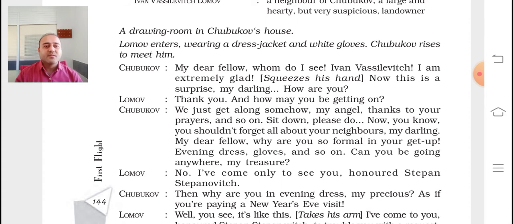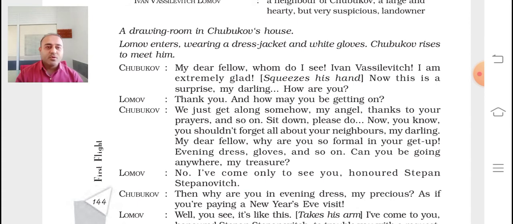Lomo answers: Thank you. And how may you be getting on? That means he is asking Shubuko how he is. Shubuko: We just get along somehow, my angel, thanks to your prayers and so on. Sit down. Please do. So now Shubuko is asking Lomo to sit down and relax.